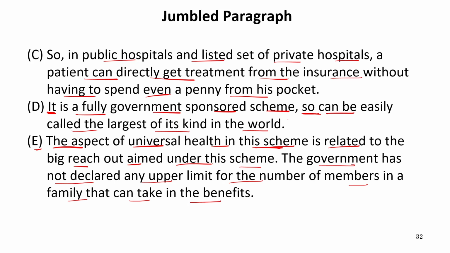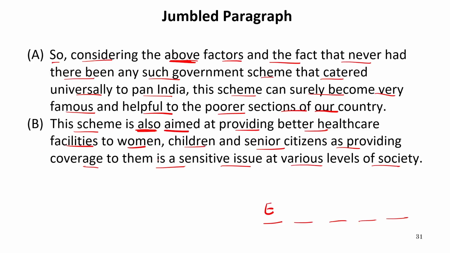Now, in this we have a link, or a hint, that is, "reach out aimed under this scheme. The government has not declared any upper limit for the number of members in a family that can take in the benefits." So, here the number of members has been talked about. "Reach out, aimed" is written. Therefore, if we see the sentence B, "the scheme is also aimed at." It means this can link with E. So, we can write B sentence after E.